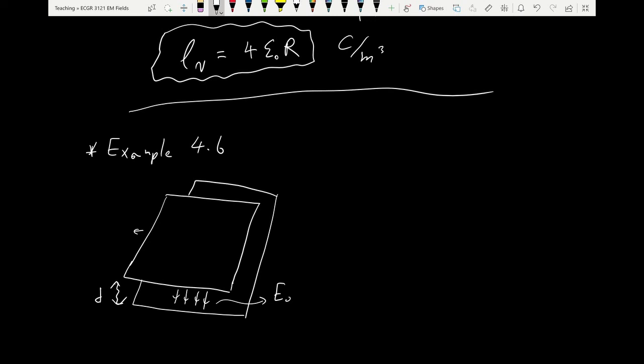The idea is that the field is only contained between the plates. There is no field outside the plates, so outside the plates, the field is zero. Only sandwiched between the plates do we have a field intensity.